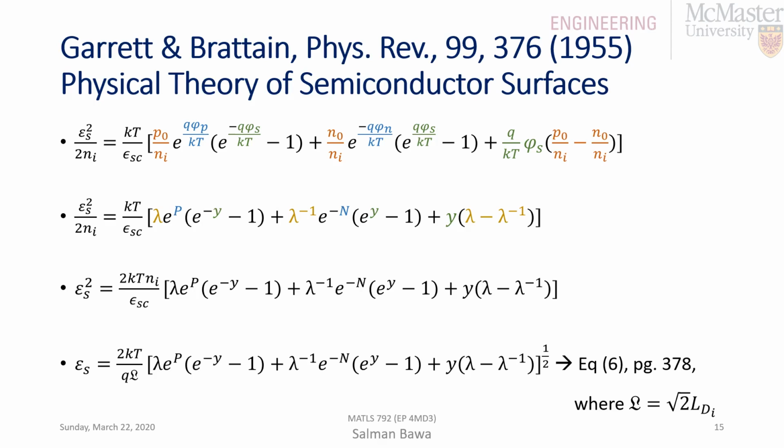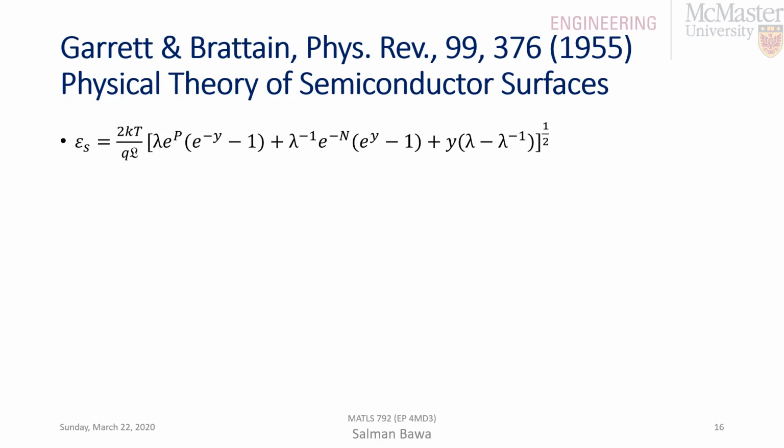Note that we have a new term, a fancy looking L, which we call the characteristic length of the semiconductor. This is equal to the square root of 2 times the Debye length of the same intrinsic semiconductor.